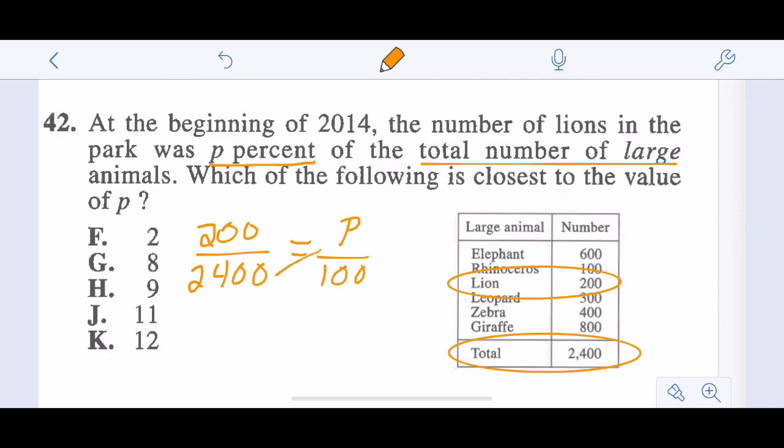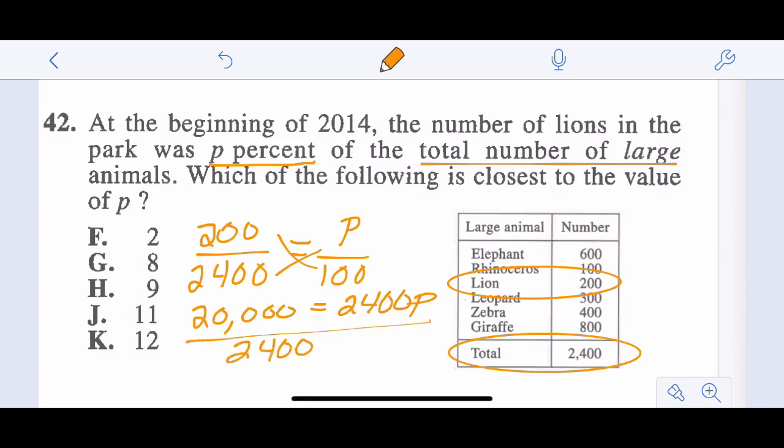So then we're just going to cross multiply. 200 times 100 is 20,000, and then 2,400 P. Divide both sides by 2,400, and we get P equals 8.3. And so that's closest to 8. So our answer is G.